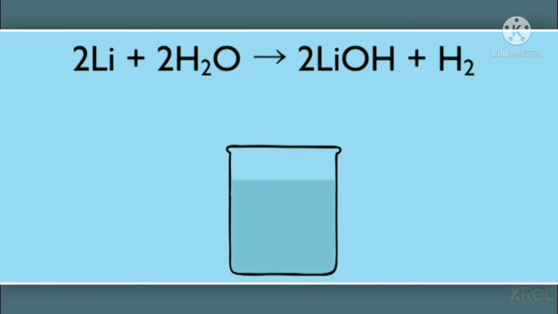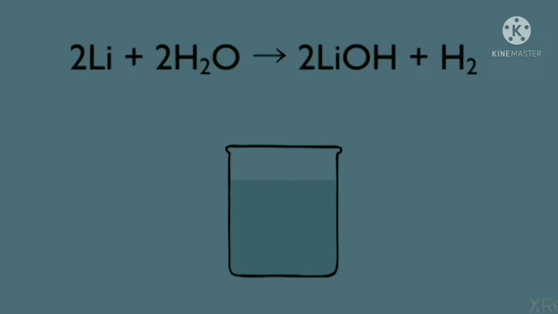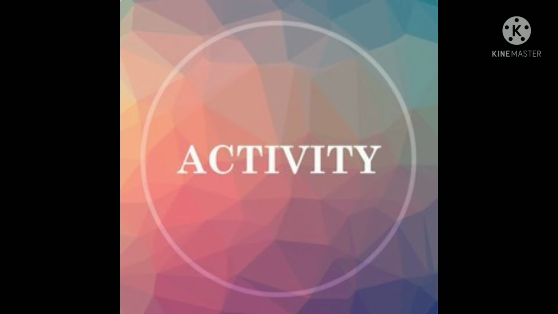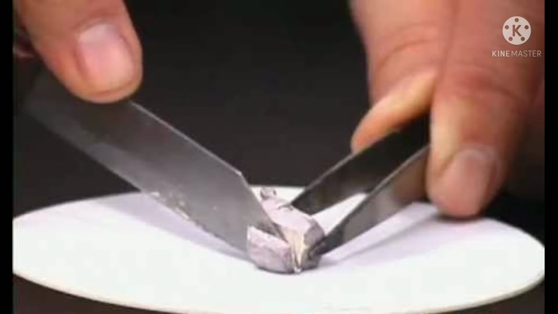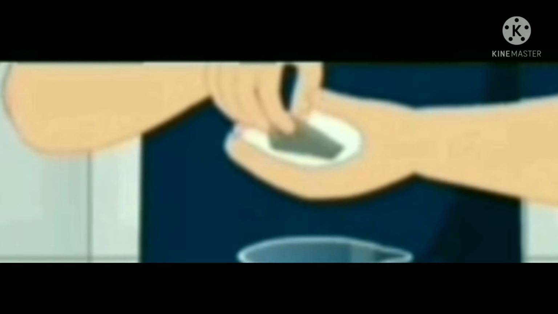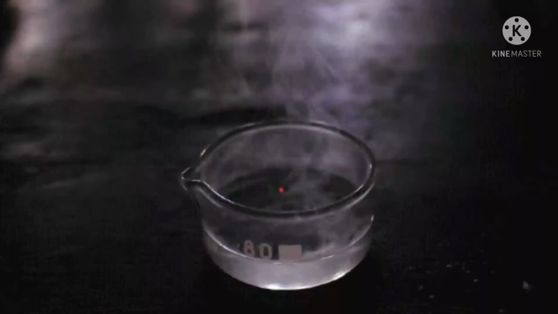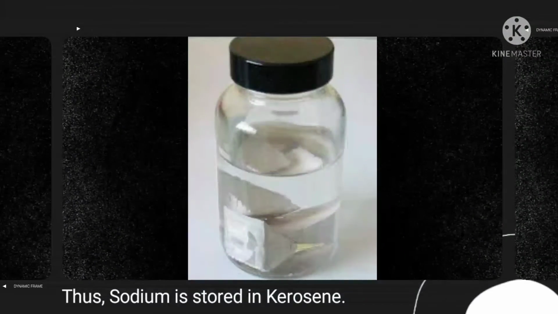Metals react with water and displace hydrogen from water to form metal hydroxide or metal oxide and hydrogen gas. Let us perform an activity. Cut a small piece of sodium and remove the kerosene by pressing the sodium piece between the folds of a filter paper. Because sodium metal is very reactive, it reacts vigorously with oxygen and water. Thus, it is stored in kerosene.